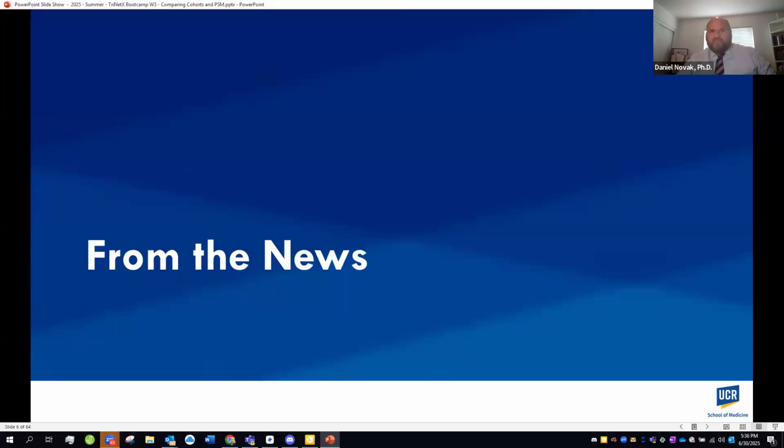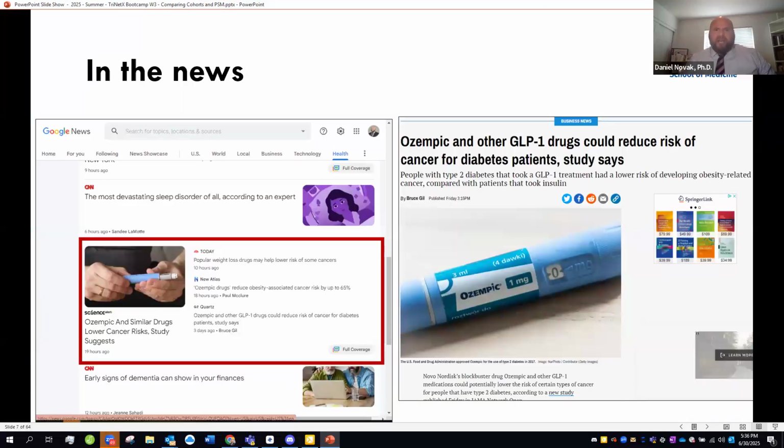From the news, there's just an example. I was reading the news the other day, and I found a study on Ozempic that was written about in the popular press. This is in science.com. And in this article, they were reporting basically on a study that showed that Ozempic could reduce risk of cancer for diabetes patients.